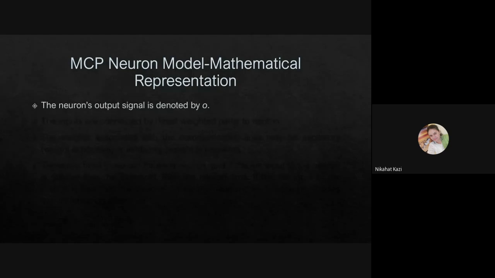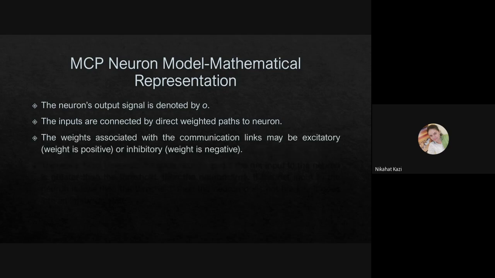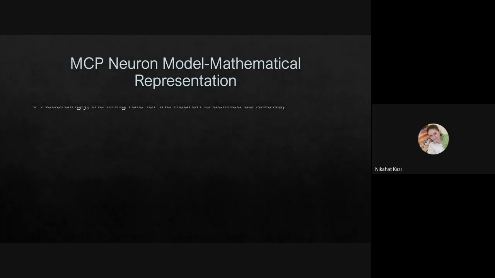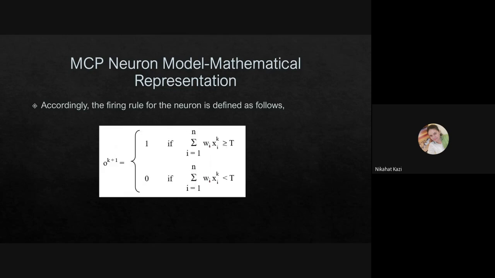The neuron's output signal is denoted by small o. These are all notations. The inputs are connected by direct weighted paths to the neuron. The weights associated with the communication links may be excitatory, that is, the weight is positive, or inhibitory, the weight is negative. There is a fixed threshold for each neuron, and if the net input to the neuron is greater than the threshold, then the neuron fires. If the net input is less than the threshold, then the neuron does not fire. So this is the firing rule.